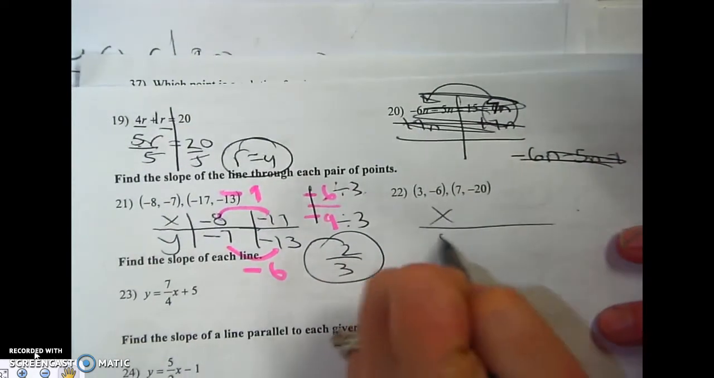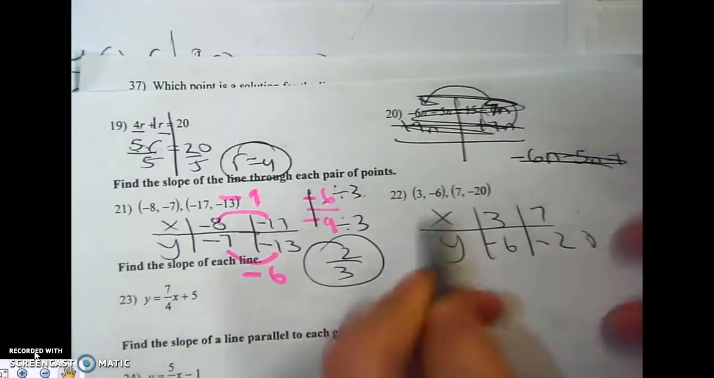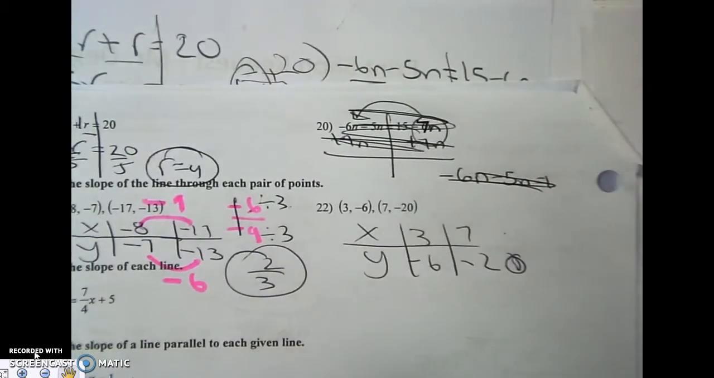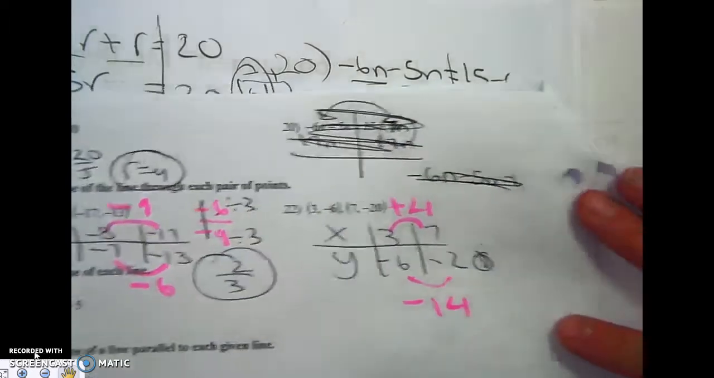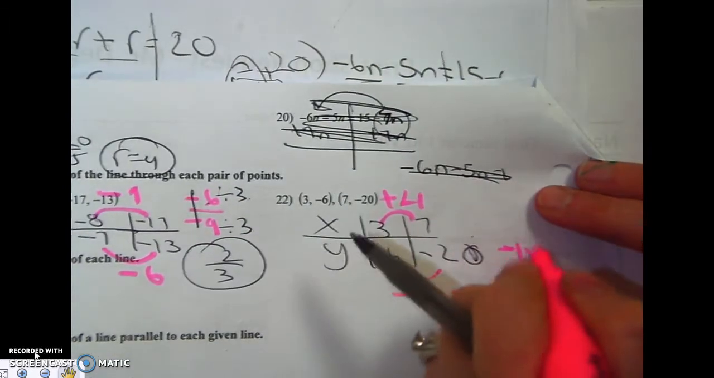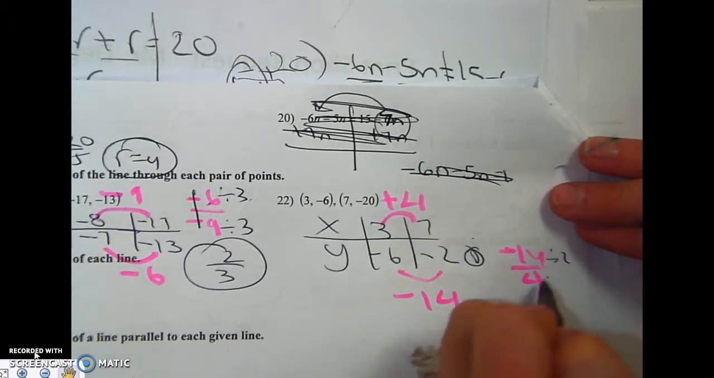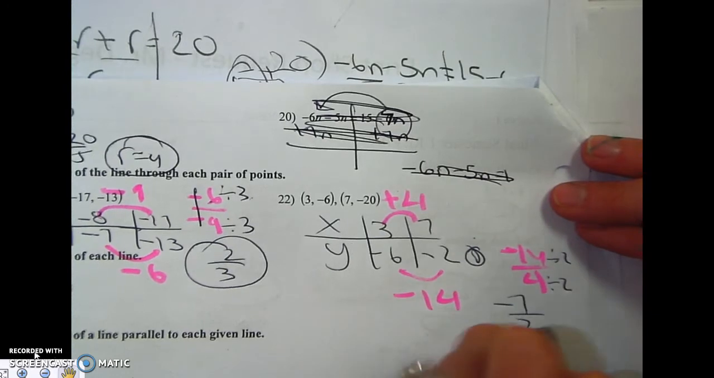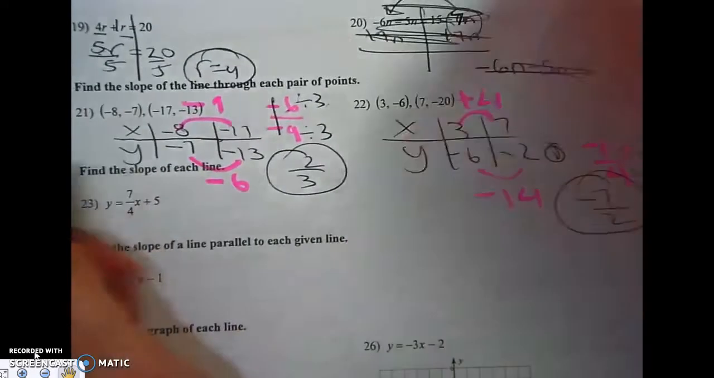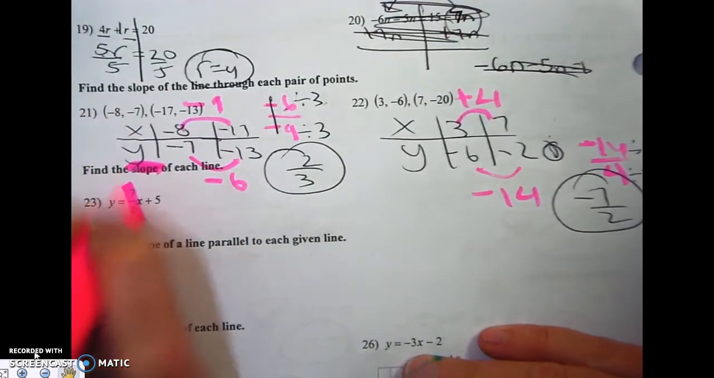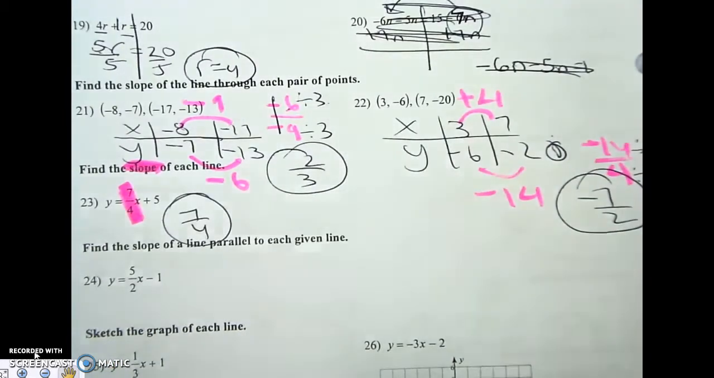Same thing for number 22. 3, negative 6, 7, negative 20. Smaller by 14, bigger by 4. So I have negative 14 over 4. They're both even. Divide by 2, divide by 2, negative 7 over 2. Okay. It says find the slope. Well, the slope's right there. So the answer is 7/4.